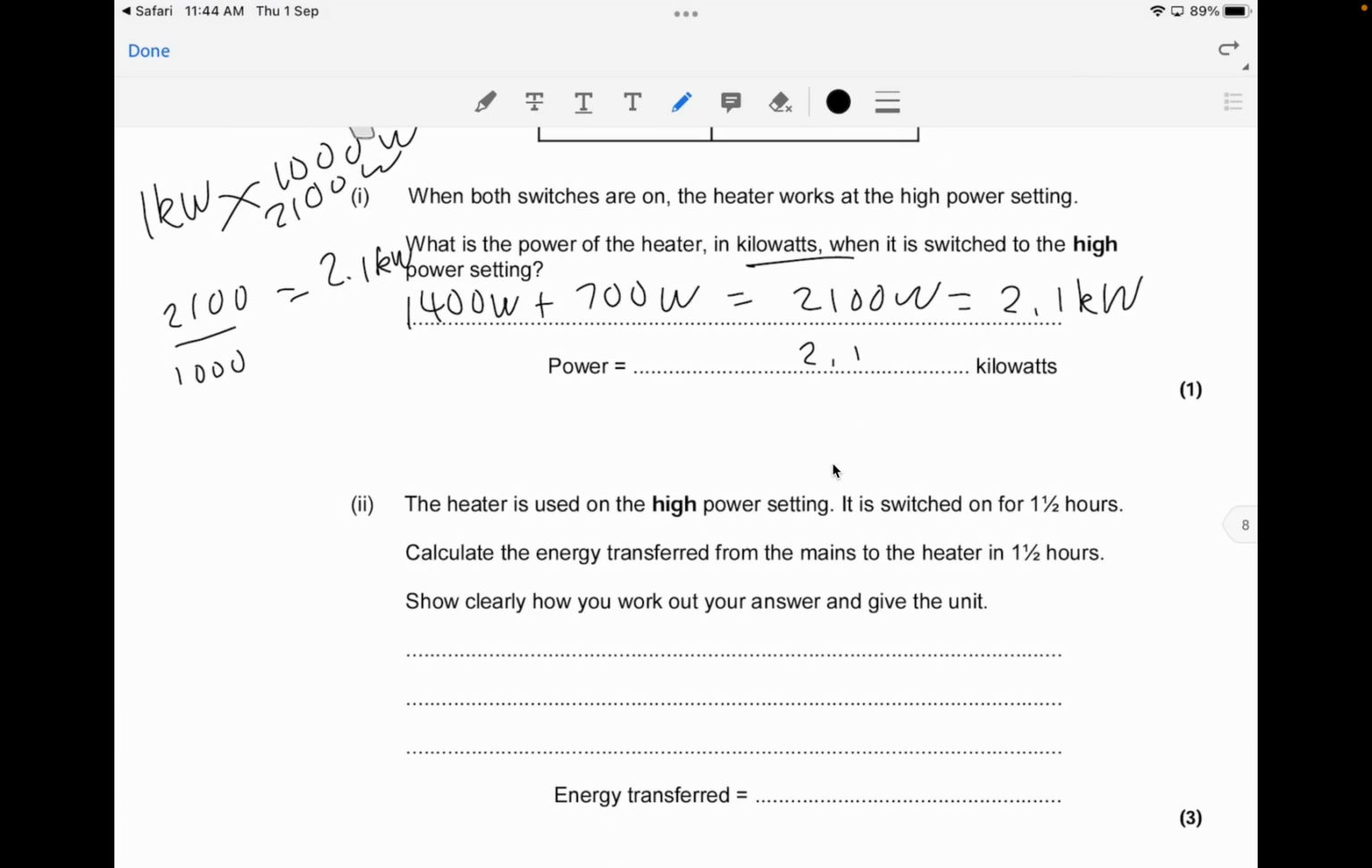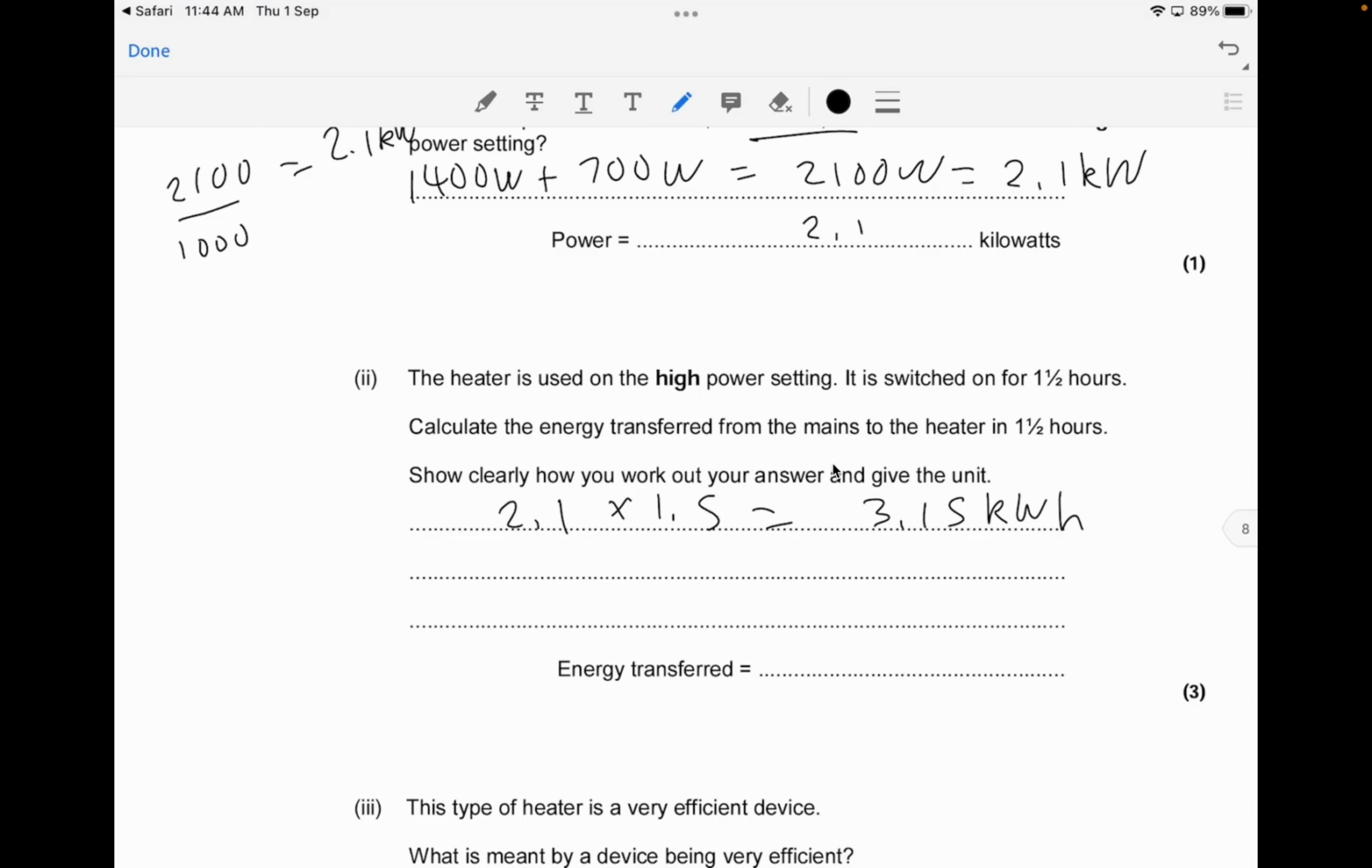Now, the next question is the heater is used at high power setting. It's switched on for 1.5 hours. Calculate the energy transfer from the mains heater in 1.5 hours. Show clearly how you worked out your answer and give your answer with the correct unit. So we know that 1.5 hours means 1.5 hours. So you're going to have 2.1 kilowatts times 1.5 to give you an answer of about 3.15. So that's going to be the answer for the energy transfer. This time it's going to be in kilowatt hours. Now that is going to be your unit, kilowatt hours. So you have to give your answer and give the unit for energy transfer. They accept kWh as well. So it's going to be 3.15 kilowatt hours.